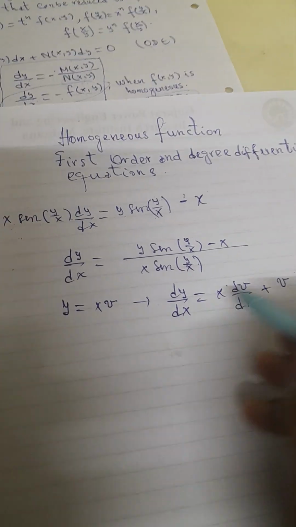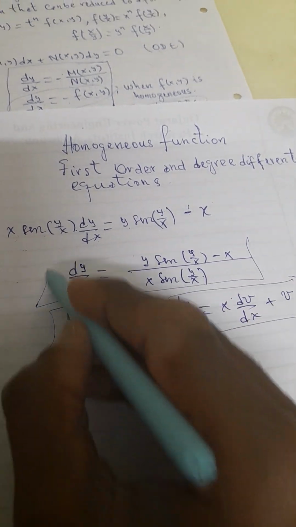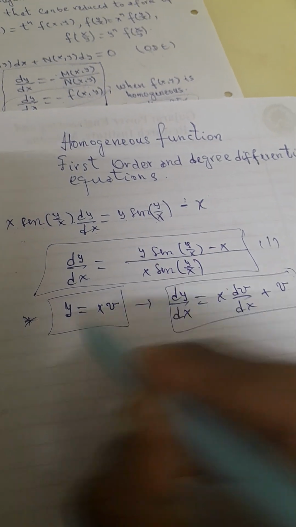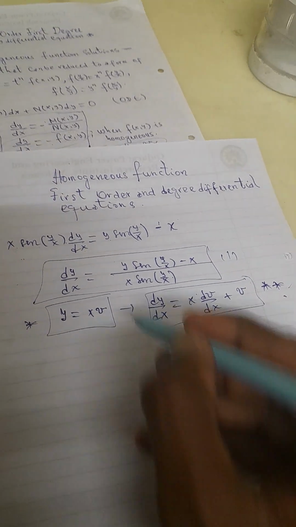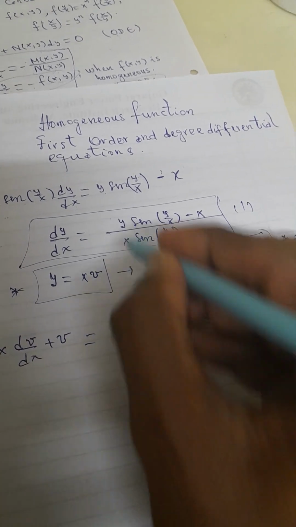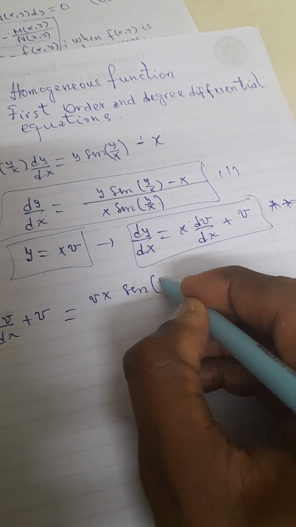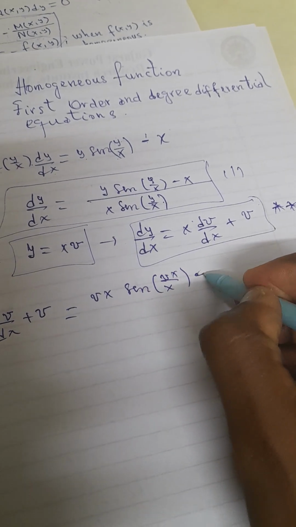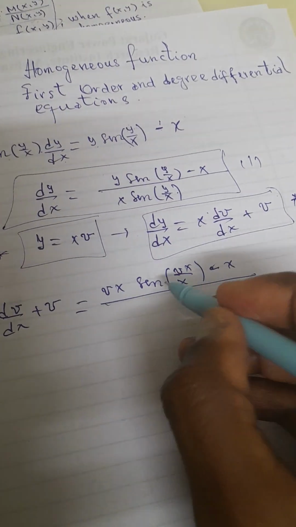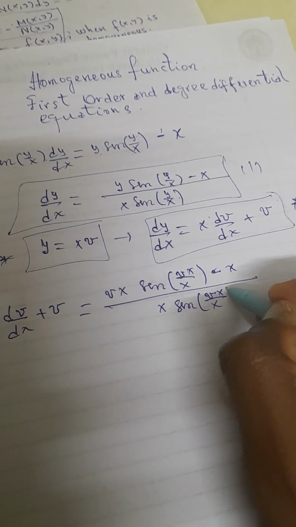Now that you found this, you have just to substitute this expression and this expression in here. We'll call this 1, and you can call this star and double star. Okay, substitute, what you'll get: x dv upon dx plus v is equal to y, which is vx sin of vx upon x minus x upon x sin of vx upon x.